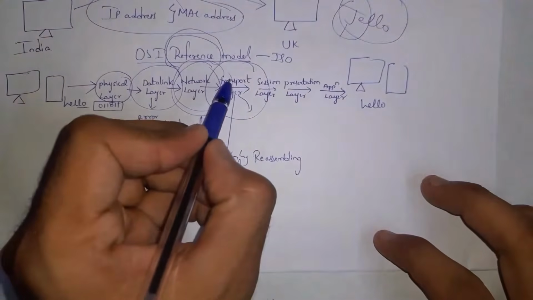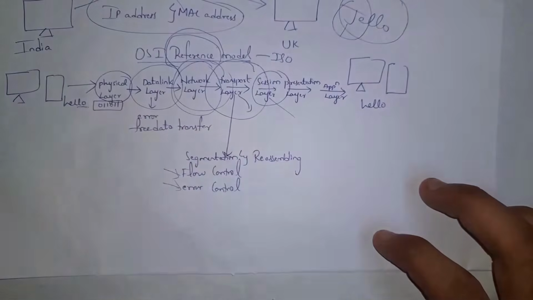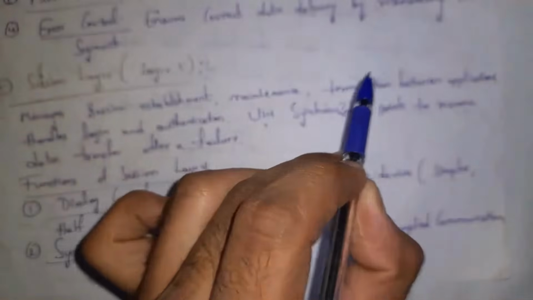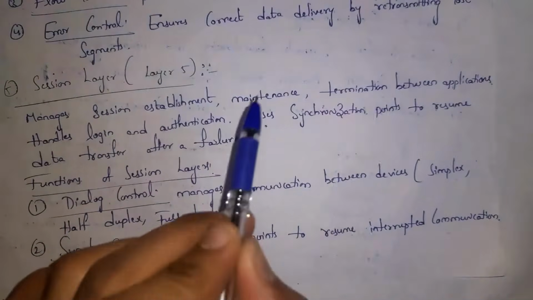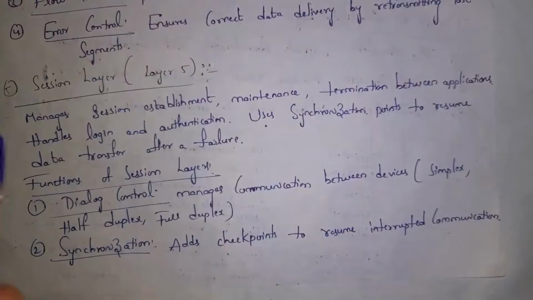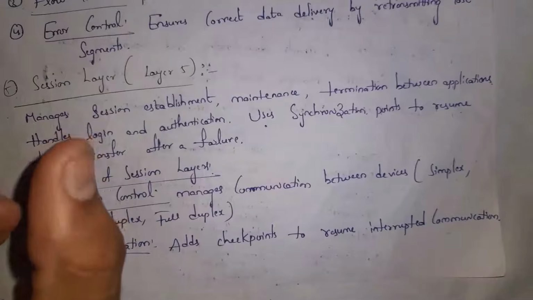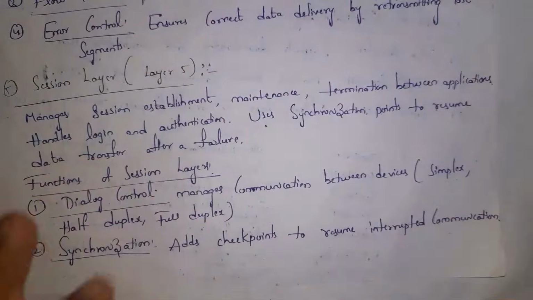So from the transport layer, data is transferred to the session layer. Next I will explain what the session layer is. The session layer will manage session establishment, maintenance and termination between applications, handle login and authentication, and use synchronization points to resume data transfer after a failure. Guys, a session is nothing but the period from starting to send our data until termination. That is, after the person receives the message, we need to close the connection. We call this entire thing a session.